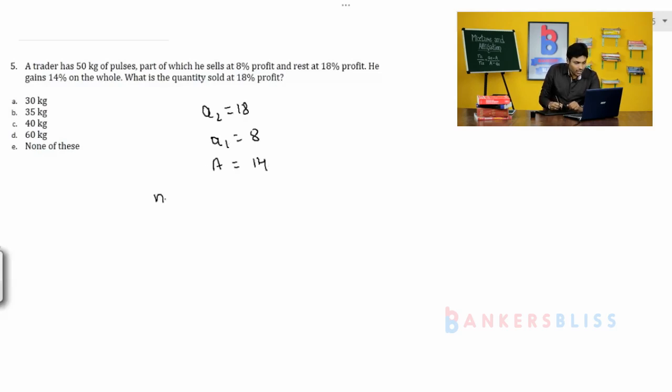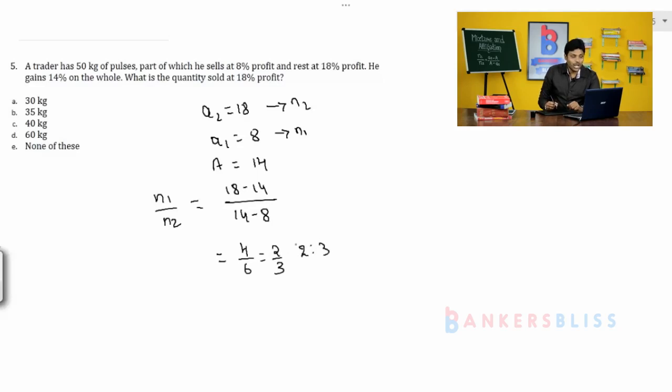So, now N1 by N2. N1 represents A1, N2 represents A2. So, it is equal to A2 minus A by A minus A1, which is equal to 4 by 6, that is 2 by 3, that is 2:3. But what are they asking? They are asking us to calculate the quantity sold at 18%. So see here, 2:3. You have to divide 50 kgs in the ratio 2:3.